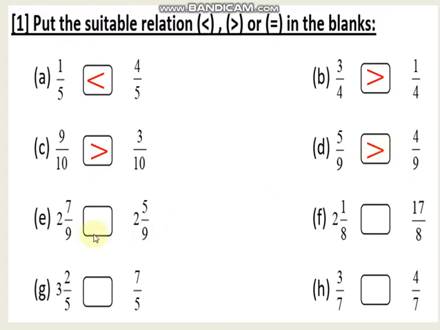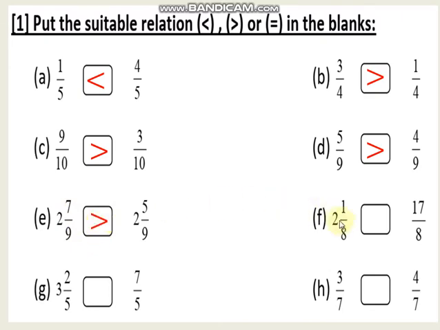Letter E. 2 and 7 over 9 or 2 and 5 over 9? Cancel the whole number here, 2 with 2. Compare the fractions, 7 over 9 or 5 over 9? The same denominators, compare the numerators. 7 is greater than 5, so 2 and 7 over 9 is greater than 2 and 5 over 9.